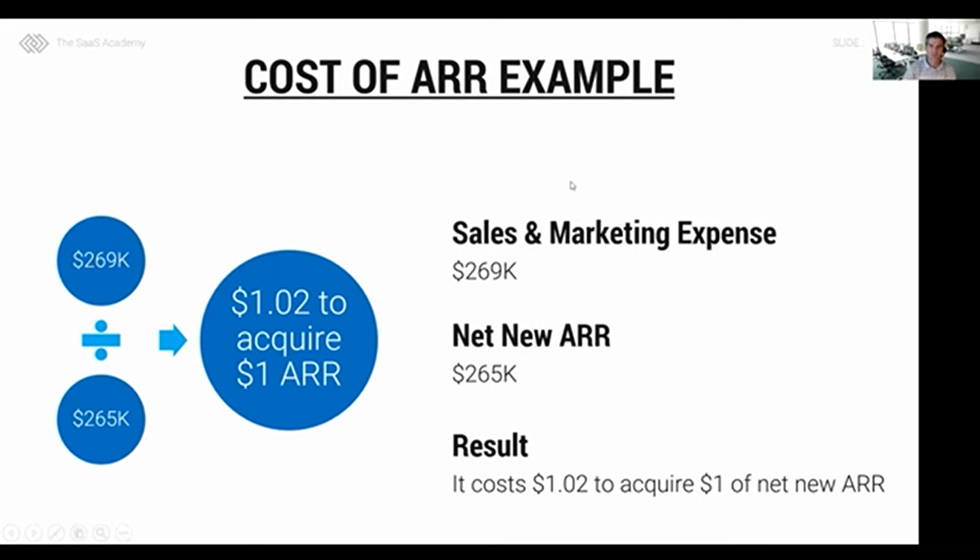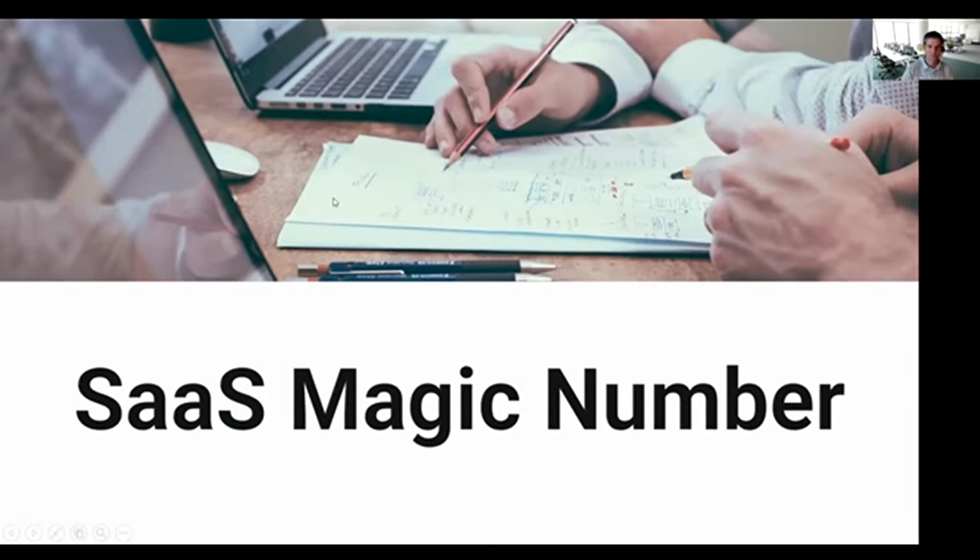If we summed up our sales and marketing expense, that was $269,000. And then we brought in $265K of new business through new logo wins and expansion on existing customers. We divide that into 269, and we get, in this example, $1.02 to acquire $1 of ARR, which is actually pretty decent. The next one, SaaS Magic Number.